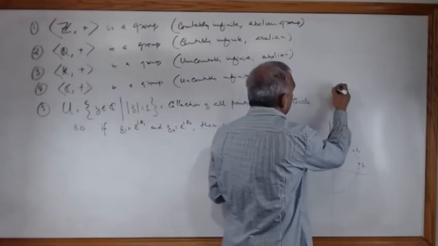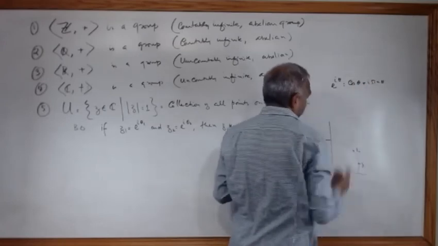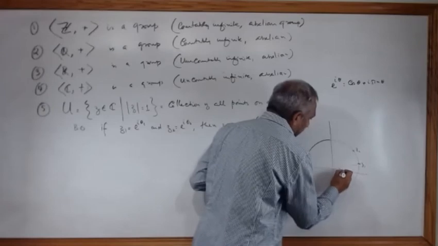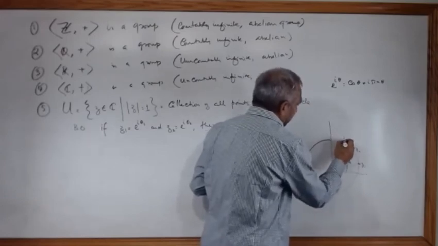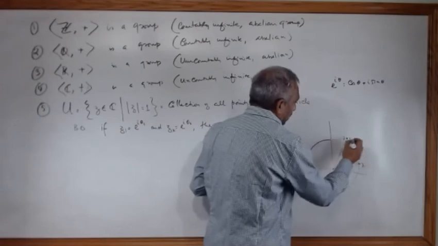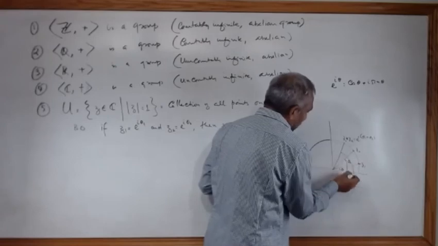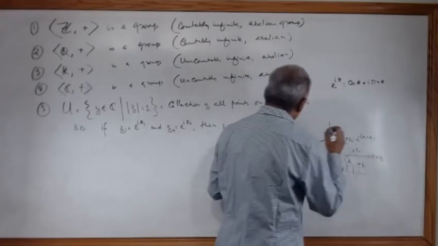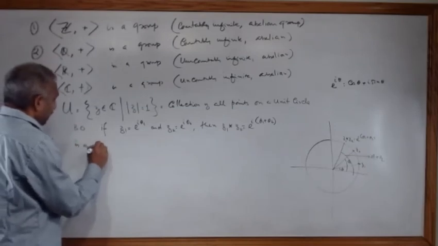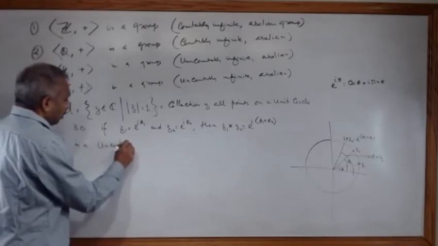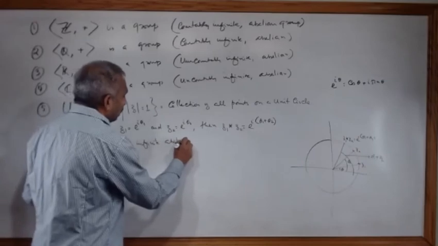See, any element on this can be written as e to the power of i theta, which is equal to cos theta plus i sin theta. So if you take two elements here, theta 1 and theta 2, then z1 star z2 is equal to e to the power of i (theta 1 plus theta 2). That is, this angle is going to be theta 1 plus theta 2. That is how it is defined. So this is an uncountably infinite abelian group.